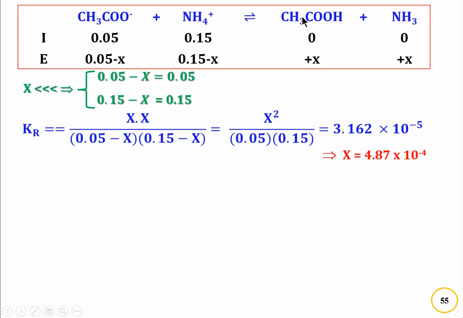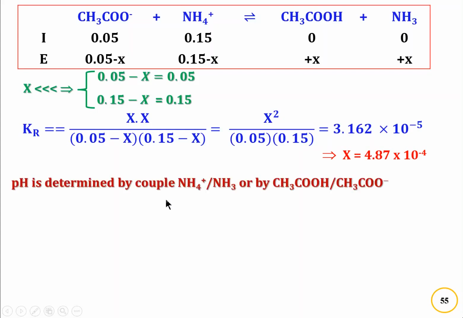So we found the concentration of acetic acid and ammonia at equilibrium, which is equal to x. And in the same way, we found the concentration of acetate and NH4+ at equilibrium, where we neglect x. So in the solution, we have practically two couples: acetate, acetic acid, and NH4+, NH3. And these two couples behave as separate couples.